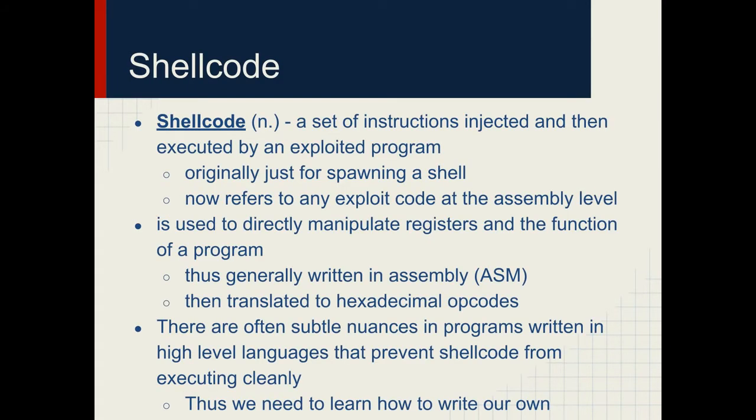So shellcode is a set of instructions that's injected and executed by a vulnerable program in an exploit. Originally, the main purpose was to spawn a shell. It now refers to any exploit code at this level and is used to directly manipulate processor registers and the execution of a program. It's thus generally written in assembly code and then translated to hexadecimal opcodes by assembling it and linking it.